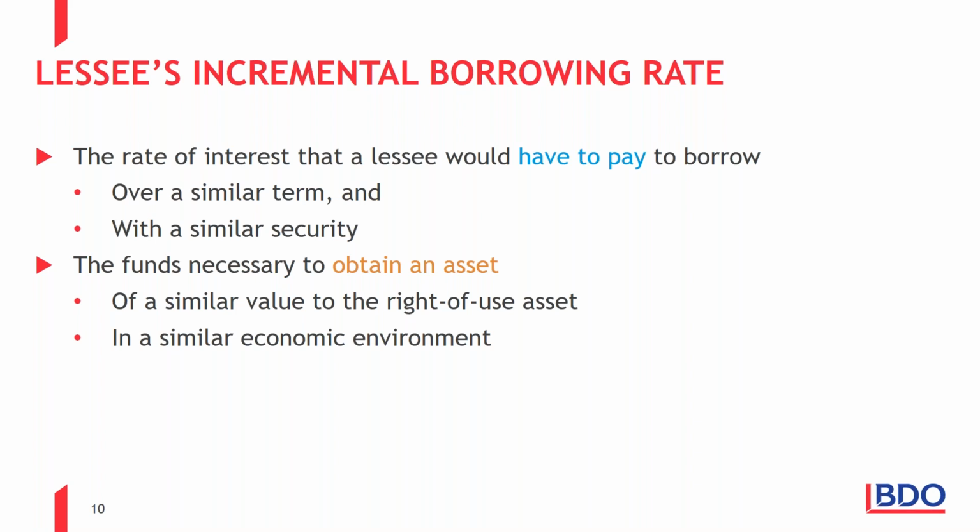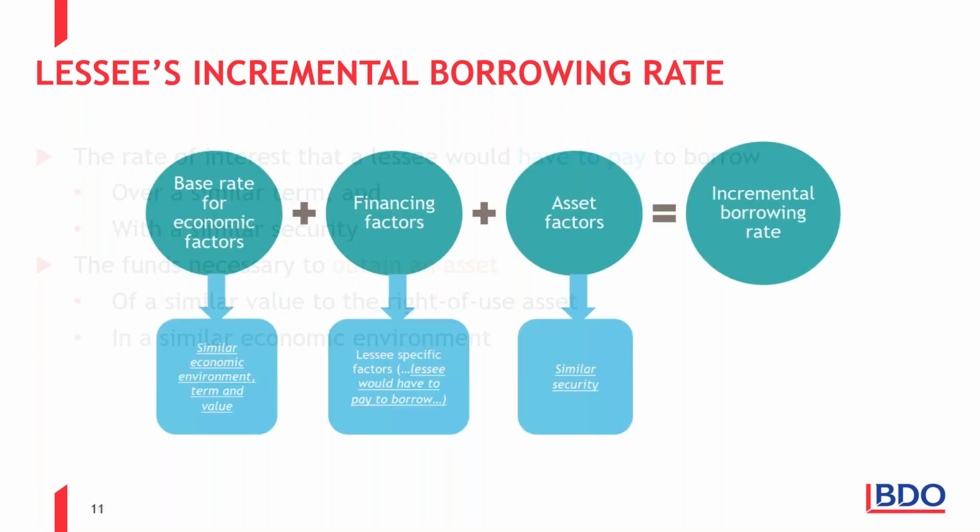And it's the funds necessary to obtain an asset. So what would I have to pay to borrow to obtain an asset instead of leasing an asset? Again, the asset has a similar value to this right of use asset and in a similar economic environment. So there's a lot of similars in here. Similar term, similar security, similar value, similar economic environment. So in this diagram, we try and put that all together again, just in a picture.